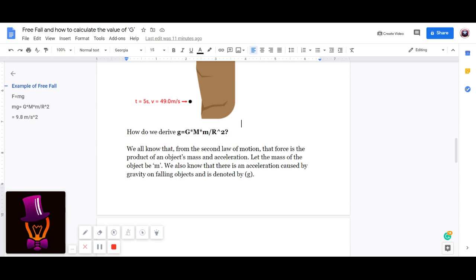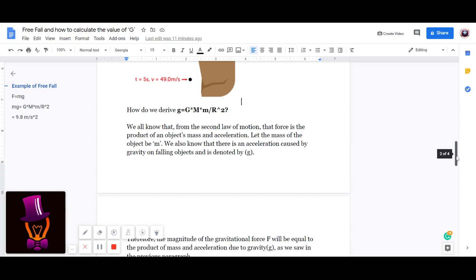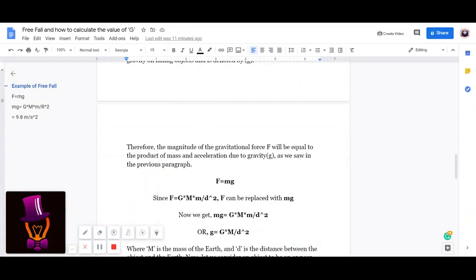So for this chapter, F is equal to mg. Therefore, the magnitude of the gravitational force F will be equal to the product of mass and acceleration due to gravity, which is denoted by g, as we saw in the previous paragraph. F is equal to mg. Since F is equal to capital G into capital M into small m by d square, F can be replaced by mg. So the F over here can be replaced by mg.